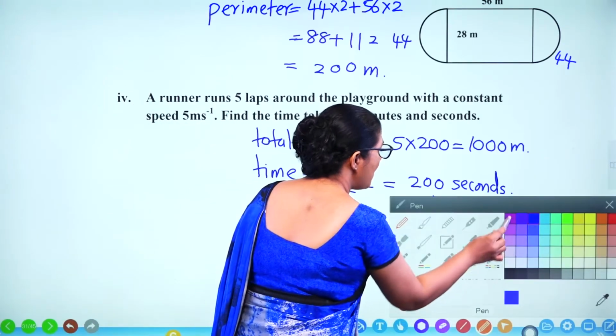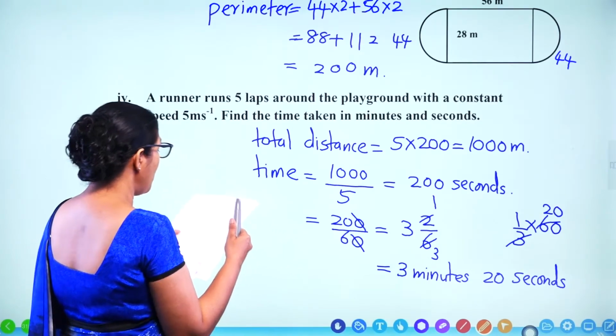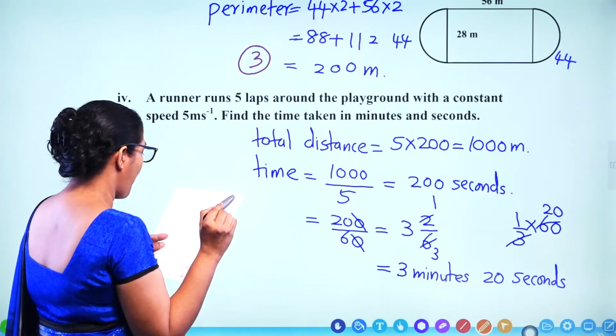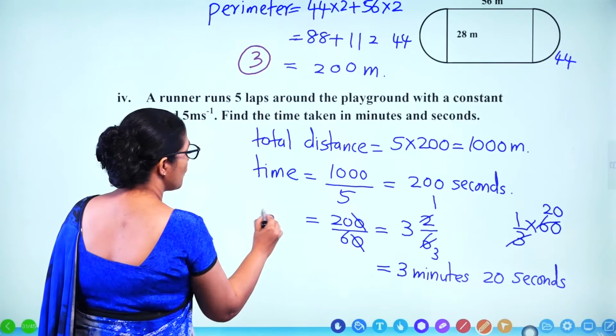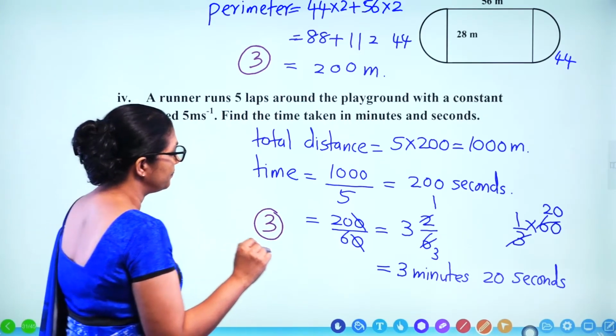So how many marks? You are getting 3 marks for this one and 3 marks for this. So we gave altogether 10 marks for this question.